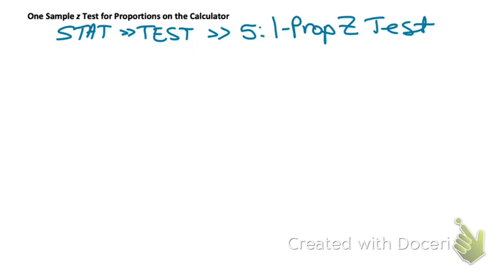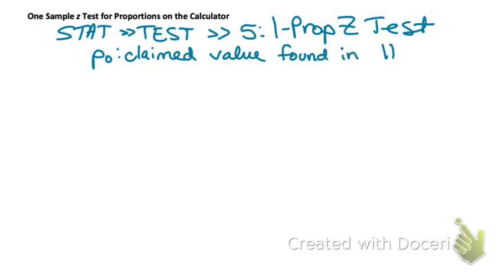Stat test 5, stat test 5. You will see that it looks a little different than it did back when we were doing intervals. The first thing it's asking for is P naught. What is P naught again? That's the claimed value. This is going to be found in your null hypothesis. It's the number that's in your null hypothesis. This is going to be a decimal, and that is going to be fine.